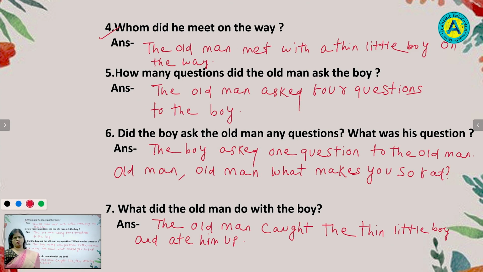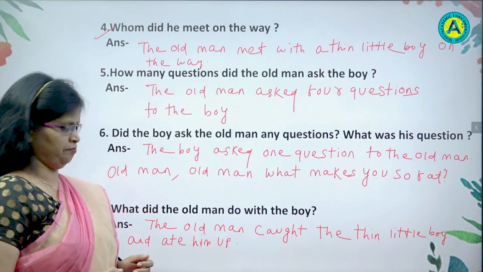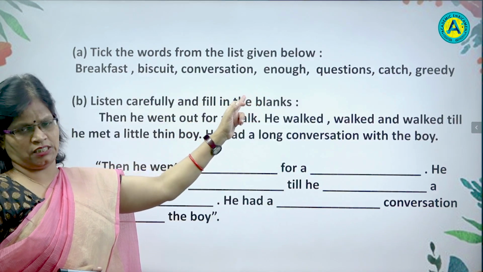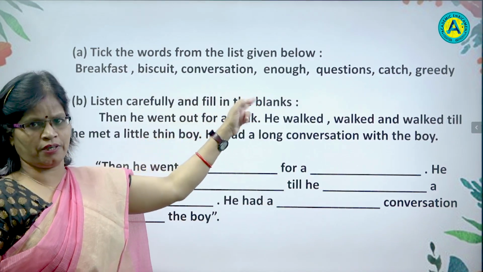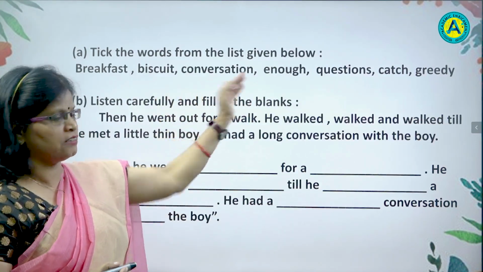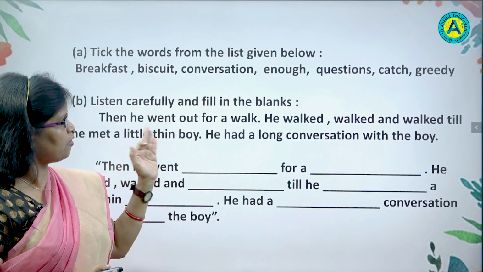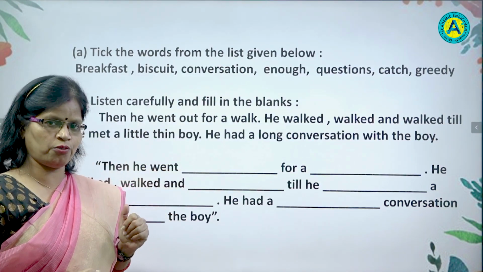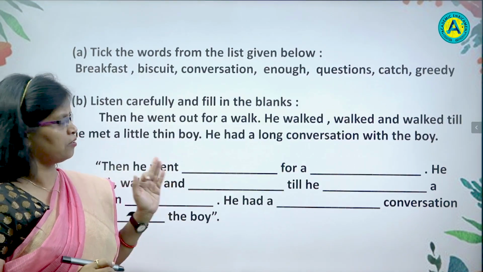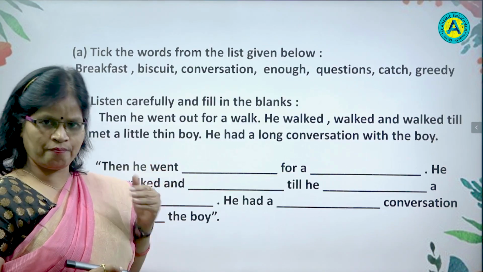So, now we have covered all the comprehension questions and answers. Is that clear to you? Yes. Now, let's do some other activity. Now, students, see, here are some words. Okay? Now, I'm going to read them one by one. What you have to do? After reading, I will dictate these words. But you won't write them in your notebook. Then what you have to do? You have to put a tick mark only on that word that I have read.